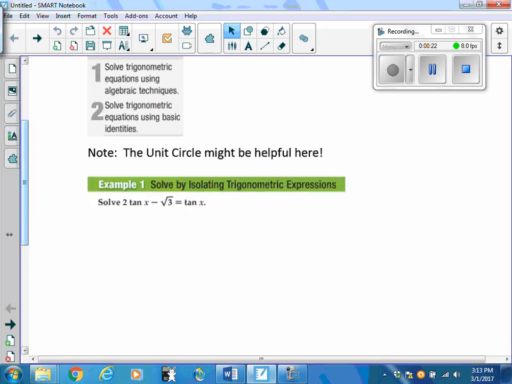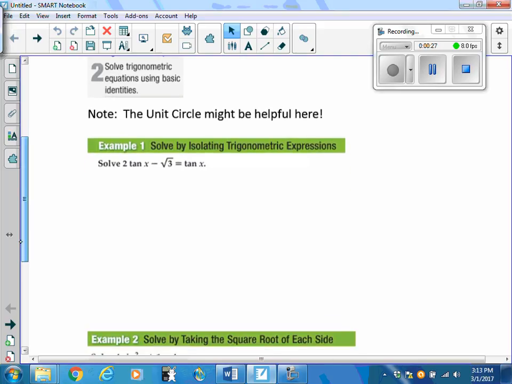Here's a good hint for you. You might want to get your unit circle out because that could be really helpful here in figuring out what the angles are going to be.